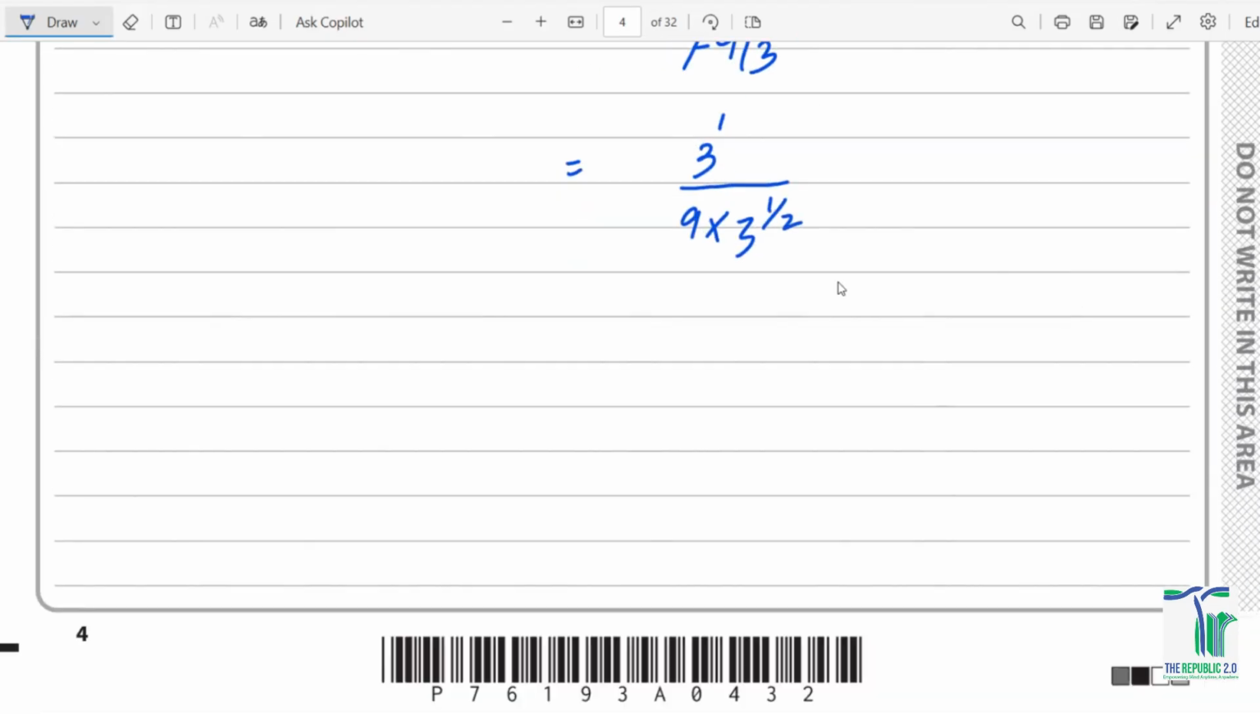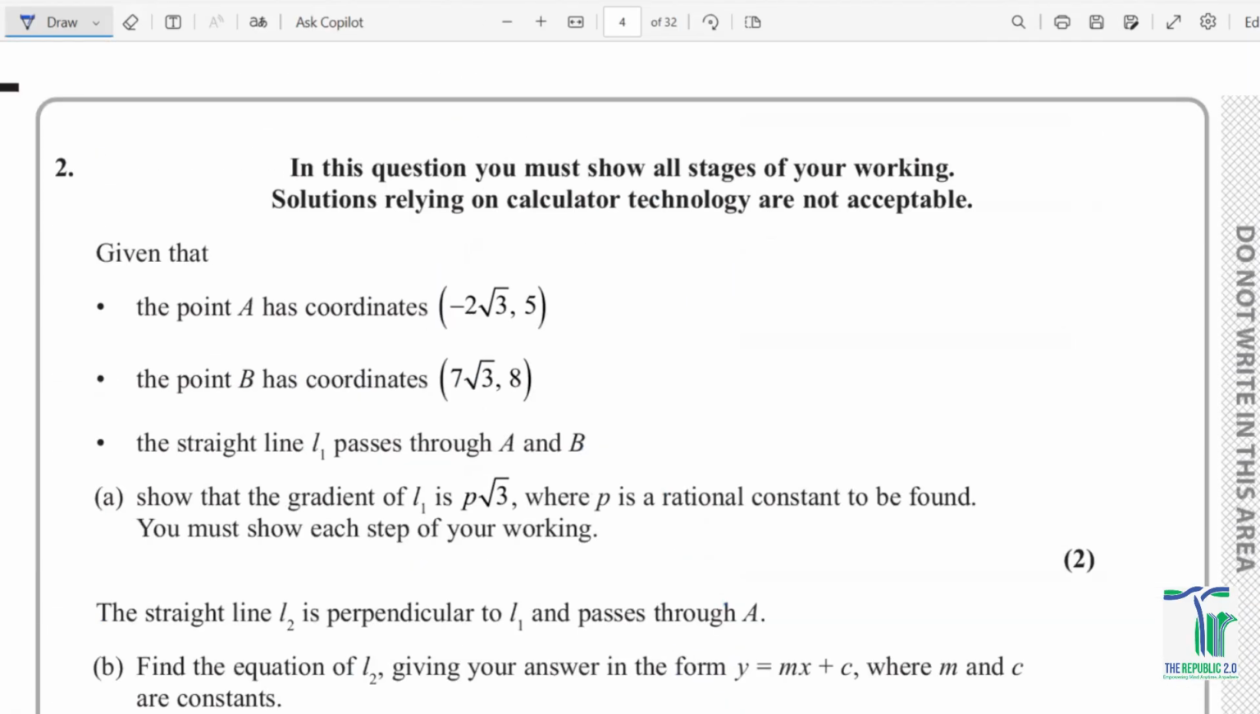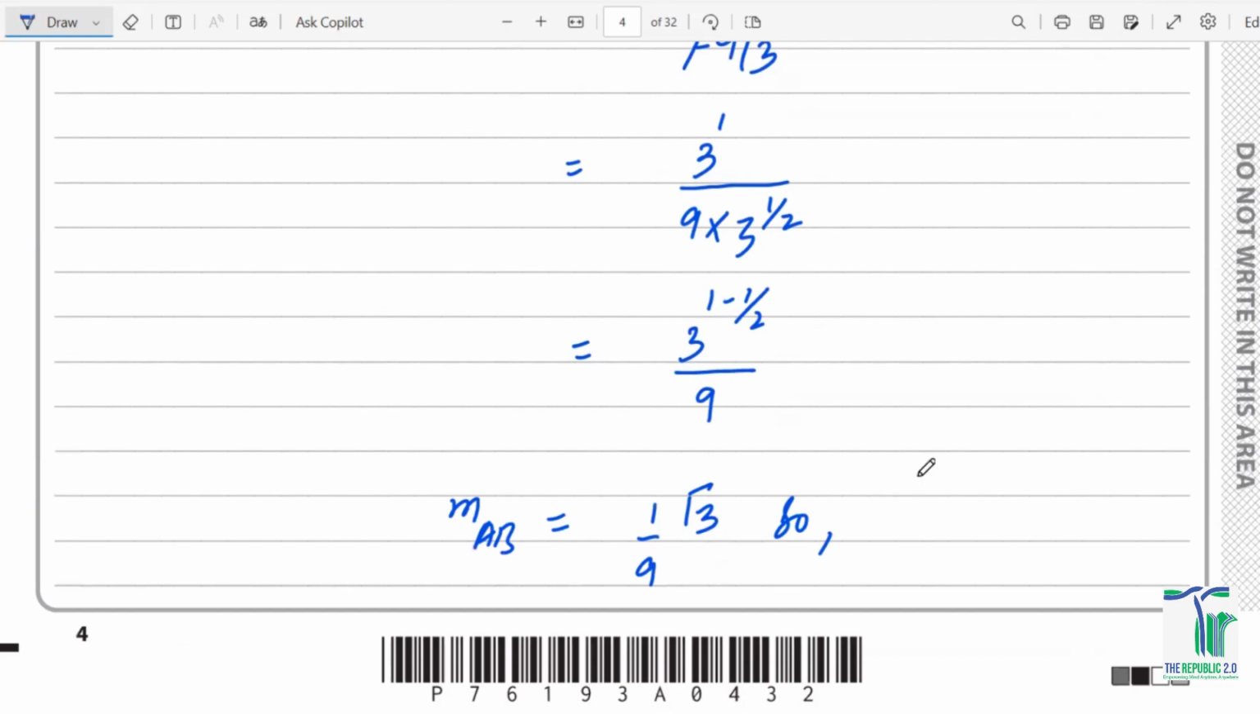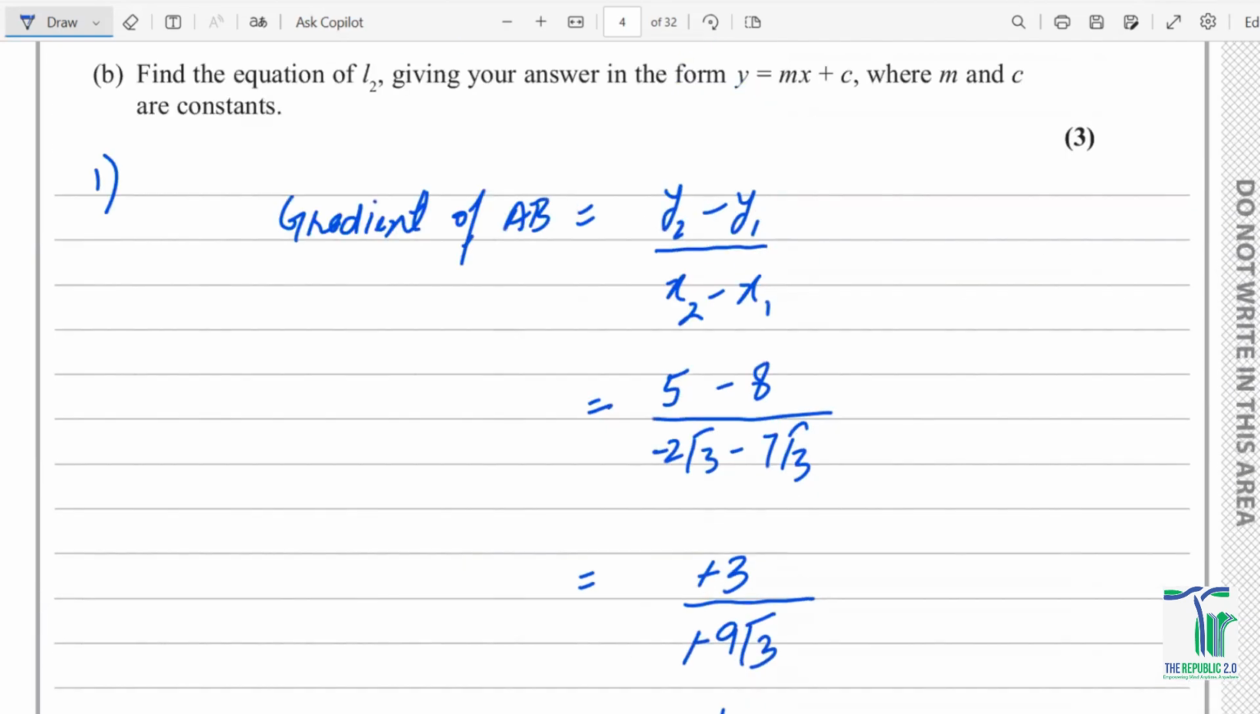And now I'm just going to solve it down. So I would be having 3 to the power of 1 minus 1 by 2 divided by 9. And that is going to be, the gradient of AB is going to be 1 by 9 root of 3. So what does that mean? That you have got the value of P, and that is the root of 3. He talked about P, so we need to mention that.